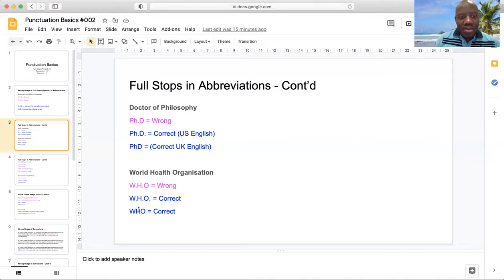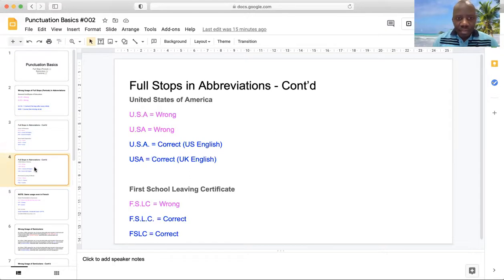And this is the most common usage. The most common usage is WHO without any dot, without any full stop, without any period. Next. So if you take even the name of a country, the United States of America, I see many people write things like this, U.S.A and no dot, which is wrong. Or U dot and then S and A, no dot, which is again wrong. There are only two ways it can be correct.